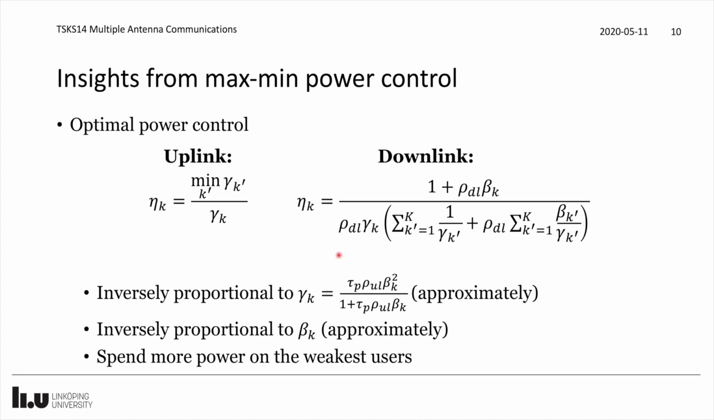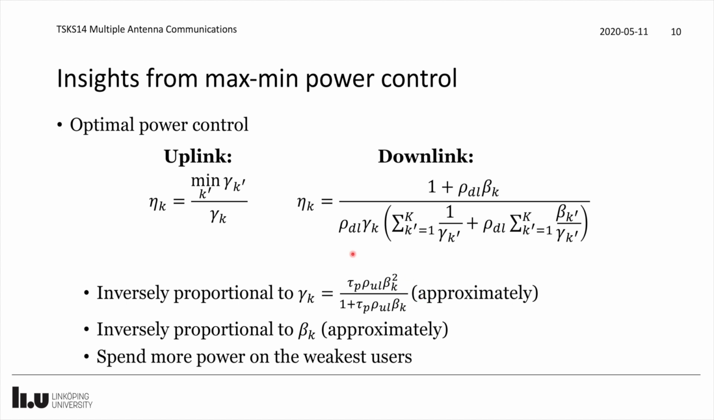What we can see is that in both of these cases, we are doing the power control as 1 divided by gamma k, and then with some other scaling factors and things. So the power control is inversely proportional to gamma k, except that we also need to scale it differently in different cases depending on which other users are in our system.